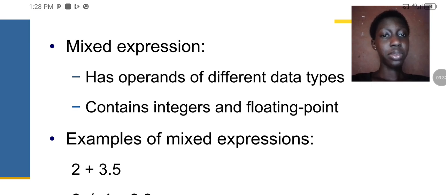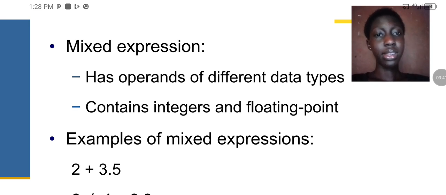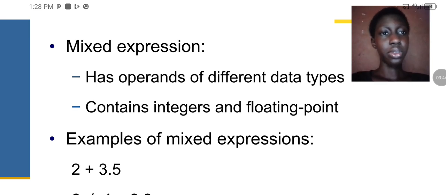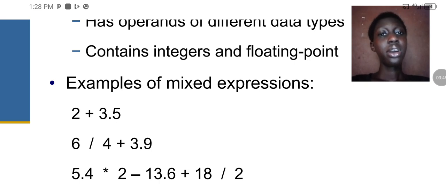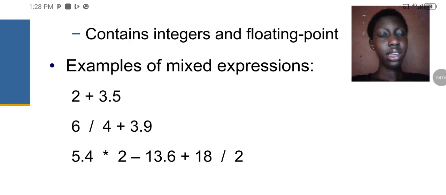Examples of mixed expressions are these. They have operands of different data types, so you can have an integer data type summed with a floating point data type. That's what a mixed expression is. An example is the integer 2, then the operator plus, then the floating point value 3.5. The second one deals with the same thing: 6 divided by 4 plus 3.9, and so on and so forth.